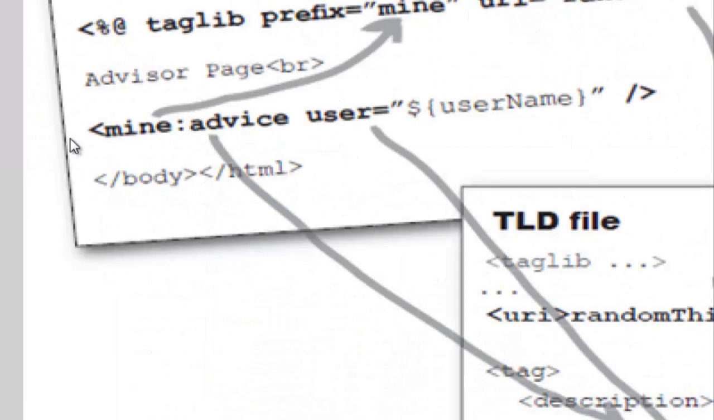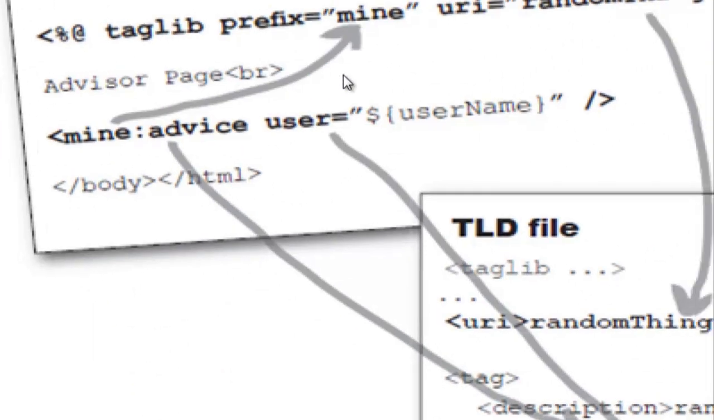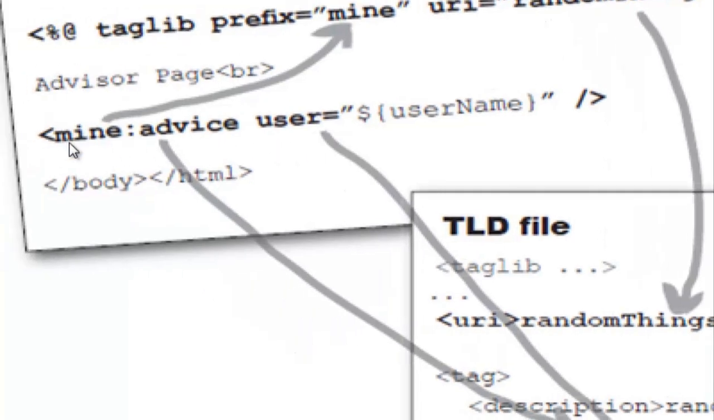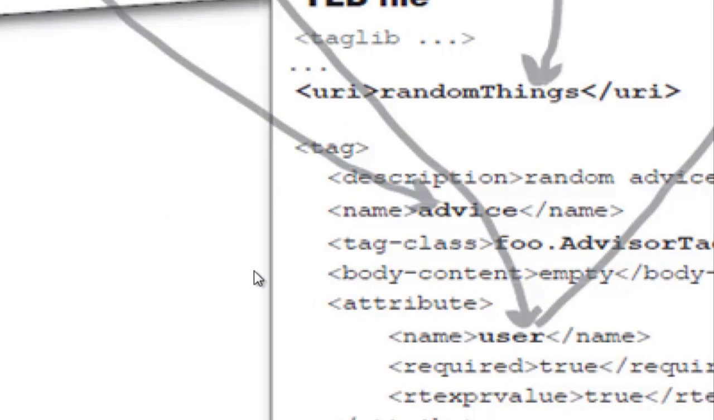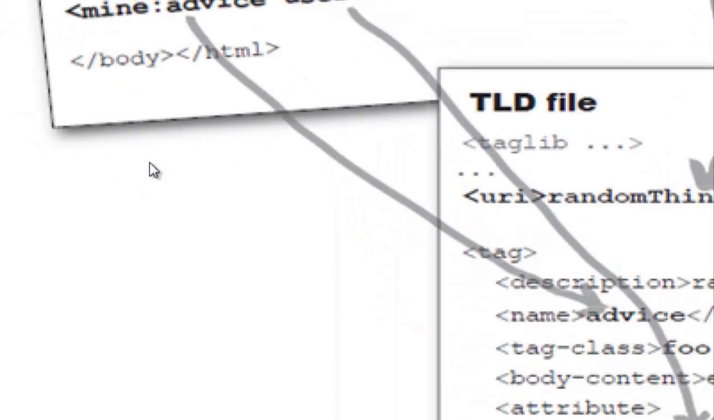So this is how it goes. Whenever it encounters mine, it checks the prefix. Mine means random things to this file. So it comes to this file, random things. But after mine, there is a word advice. So it goes here, then checks for the name. After this prefix, what came?